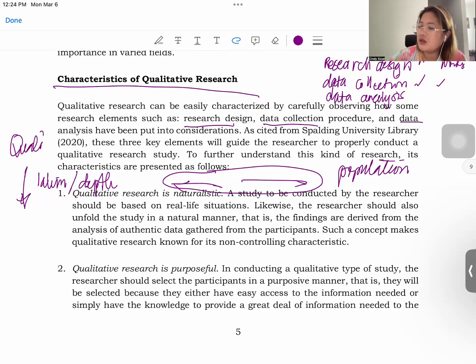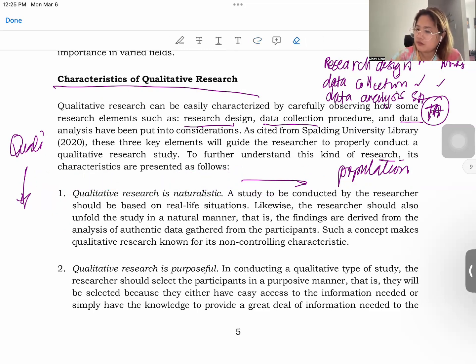And of course, the data analysis: for quanti, it's statistical analysis. For quali, it's thematic analysis, or it could also be discourse analysis. But usually, for starters like us, you could use thematic analysis. So let's proceed.